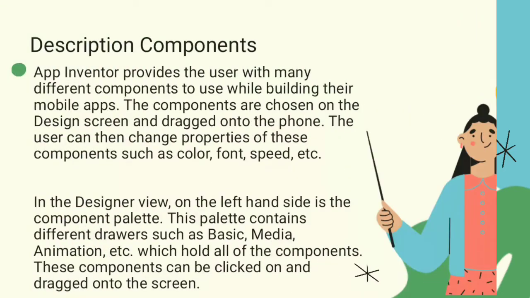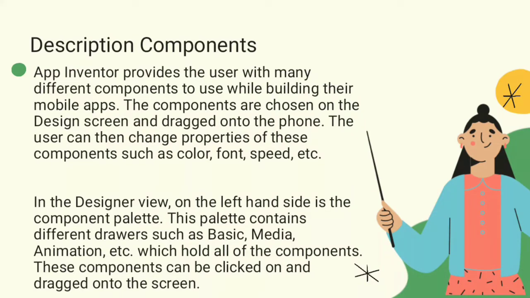Okay, first, about description components. App Inventor provides the user with many different components to use while building their mobile apps. The components are chosen on the design screen and dragged onto the phone. The user can then change properties of these components such as color, font, speed, etc.